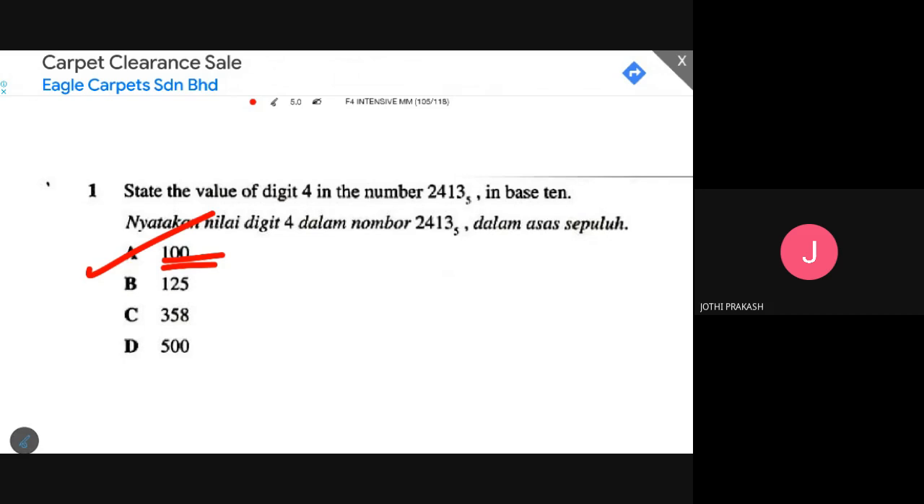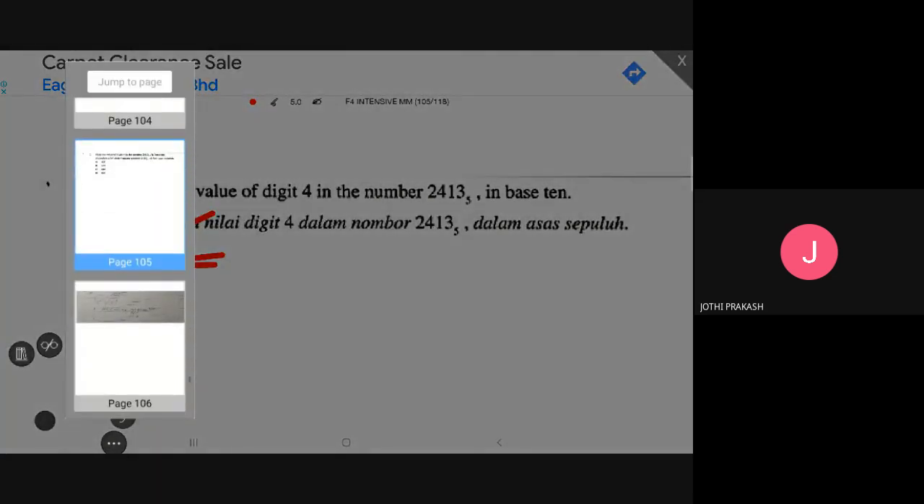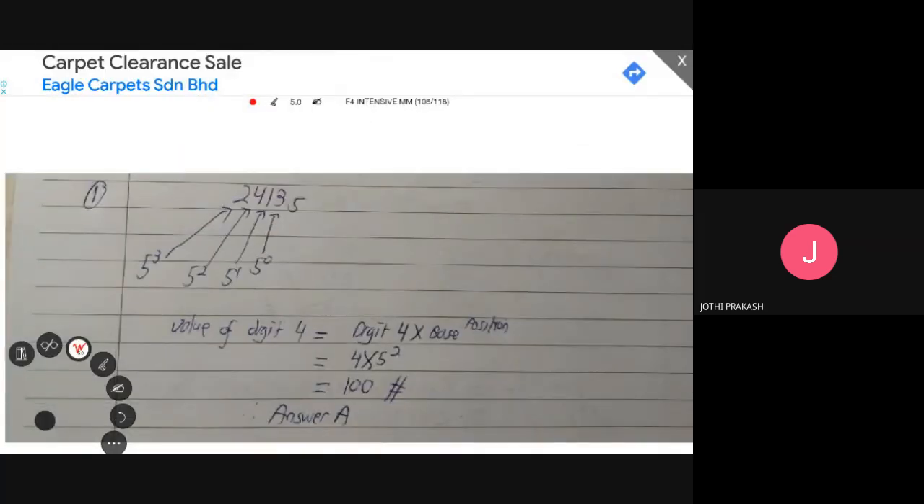Okay, A2 dah cukup. So this is how we do the working. So 4 times 5 square. Because they want the nilai digit 4. The value of digit 4. So we have to identify the place value, kedudukan dia.